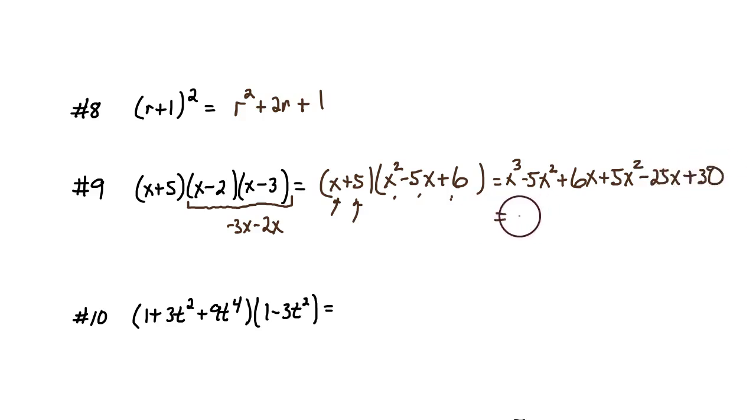Now combine like terms. We have x cubed at the beginning. The x squared terms cancel away. The 6x minus 25x makes negative 19x. And there's a positive 30.